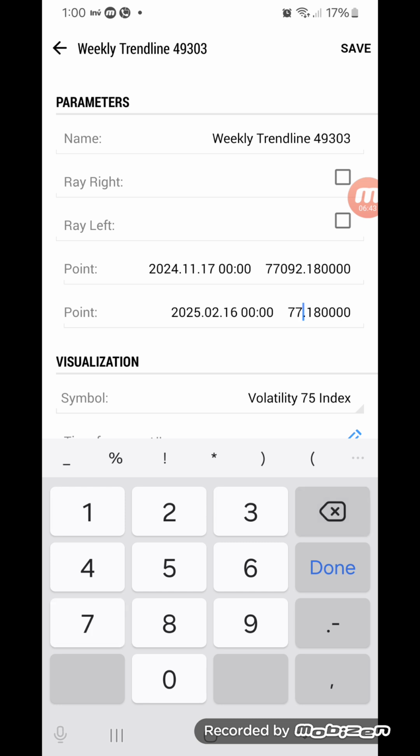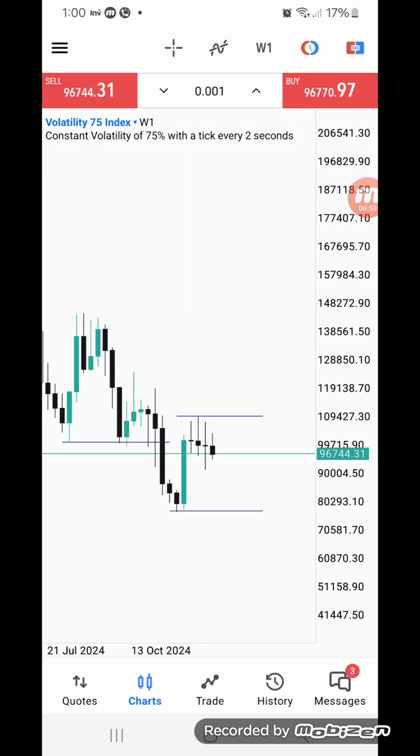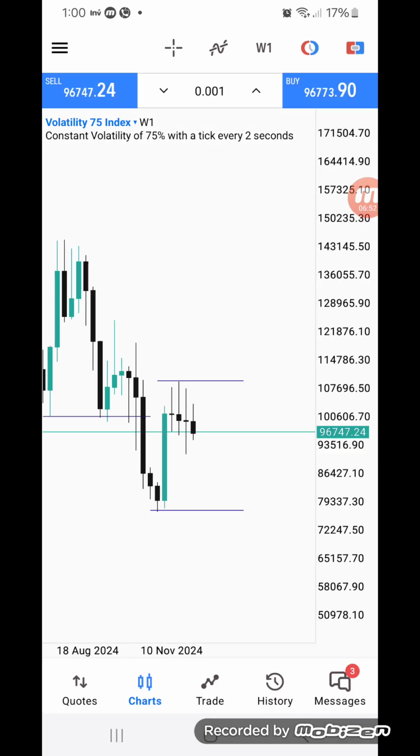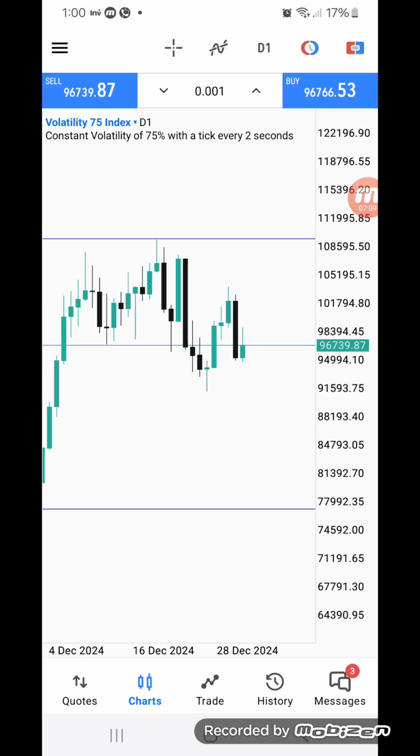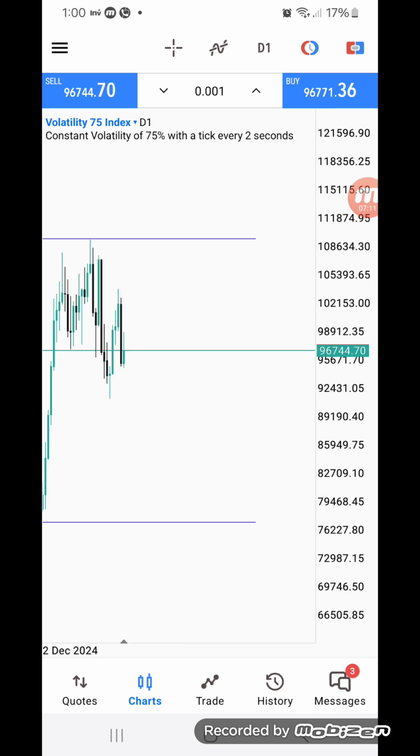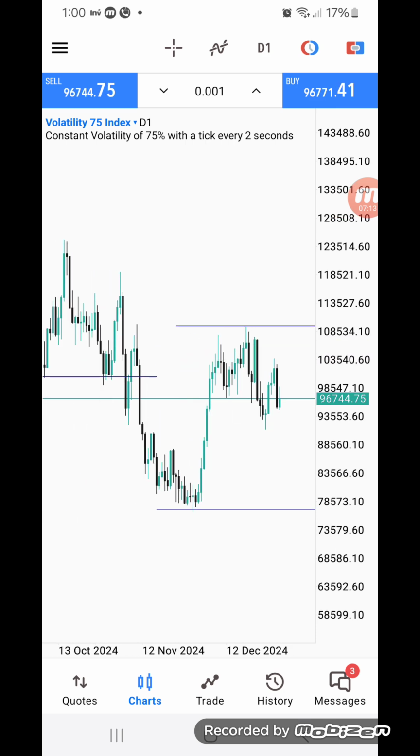Okay, let's see how the market continued reacting. Okay, now we have the buy side and the sell side liquidity, and we have seen the market retraced back to react on the weekly order block. Now let's move to the daily time frame.